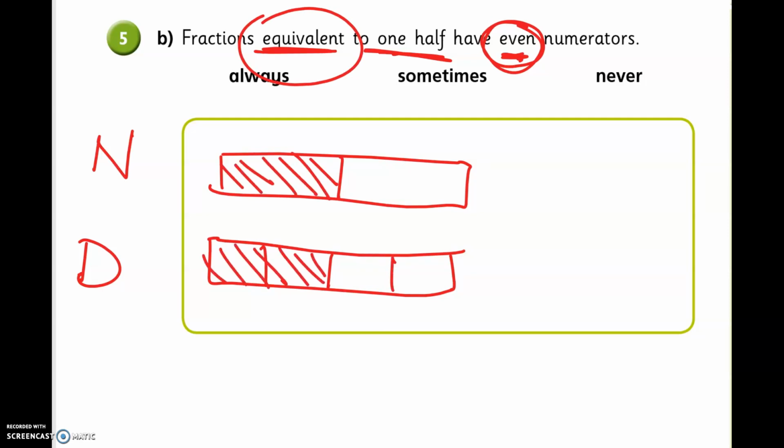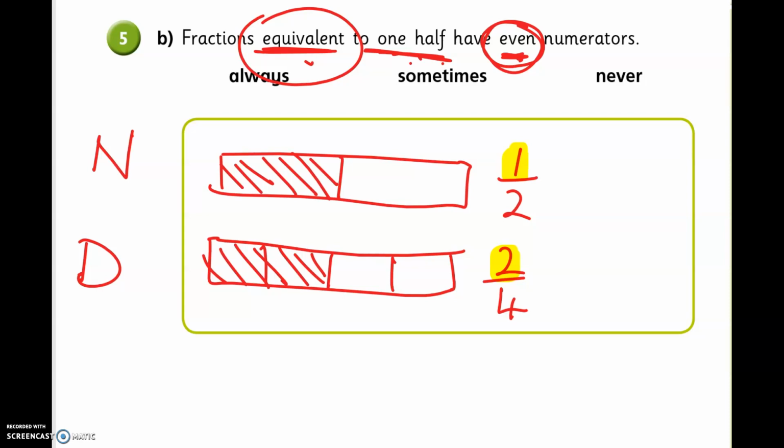Now remember, we're looking at the numerator again. That is a half, and this is the same as a half, it's 2/4. And what does our statement say? Fractions equivalent to 1/2 have even numerators. Well, let's look at our numerator. What is the numerator? It's 1, and this numerator is 2. What can we say then about this statement? Is it true, always, sometimes, or never?